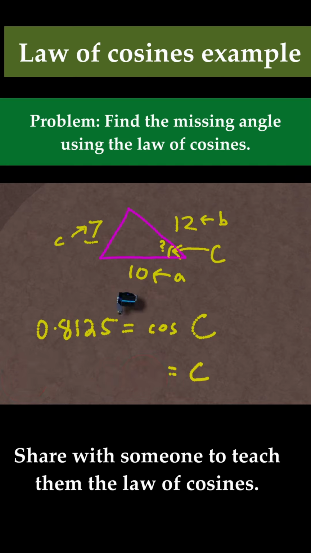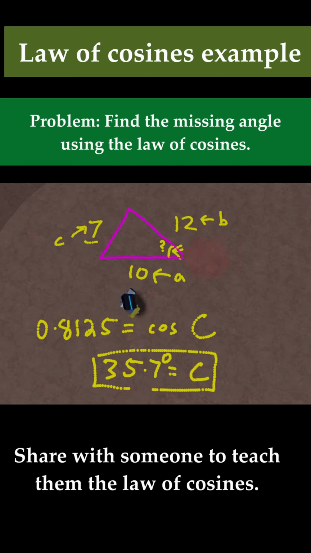And if you do that, you should get a number. And that number is 35.7. And that is how many degrees C is. So C is 35.7 degrees. So now I can just draw this and say we know it is 35.7 degrees.